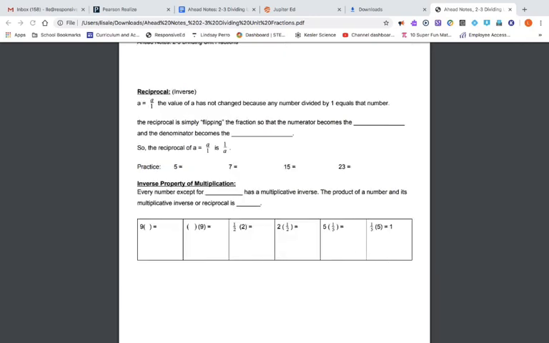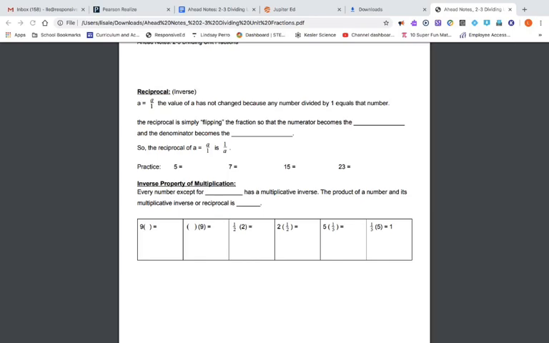Okay, now we're just going to talk about some vocabulary and a math property that you will use for the rest of your school career. So the first thing I want to talk about is the word reciprocal. It's also known as the inverse.